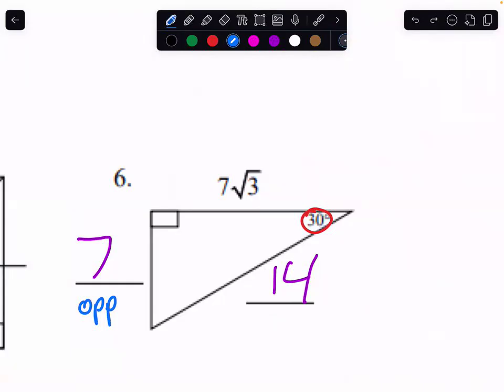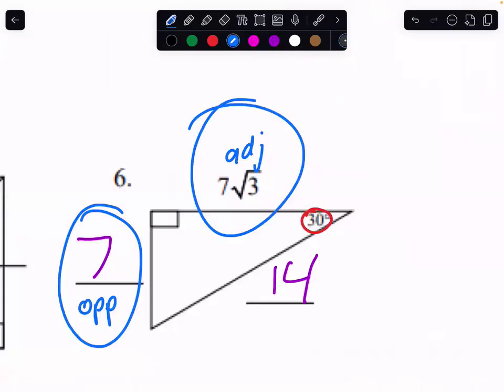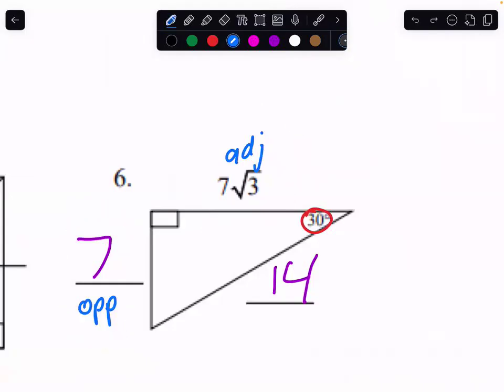Now adjacent is a little trickier, because adjacent means touching. Well, the angle touches two sides, so which one? It's the one that's not the hypotenuse. The hypotenuse, across from the right angle, is the 14. So this is not the adjacent side, this is the hypotenuse. So the adjacent side is this one. Tangent of 30 degrees will be opposite over adjacent, meaning 7 over 7 radical 3.